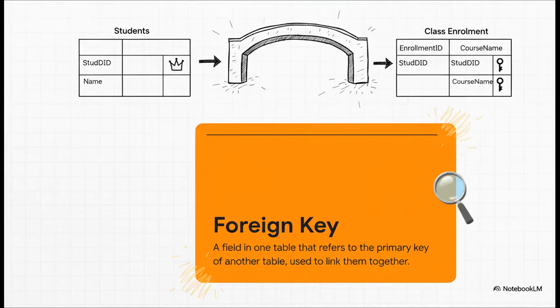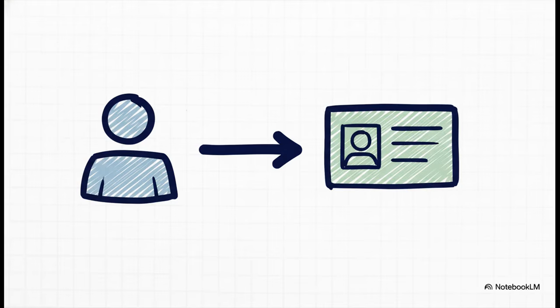So these keys let us create a few different types of relationships. The simplest one is called a one-to-one. Just think of it this way. For every one student in the database, there is exactly one unique school ID card. It's a direct, exclusive link. Simple as that.